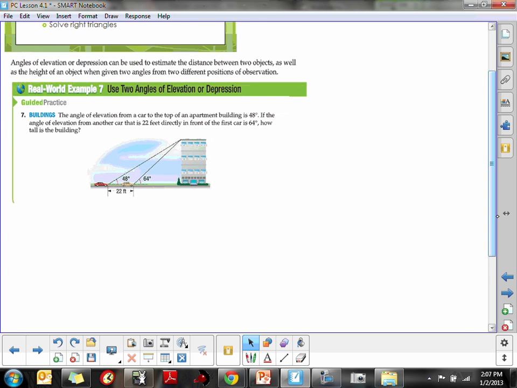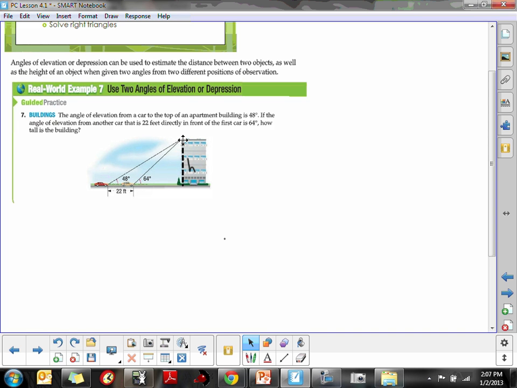So when we get done, we want to be able to identify the height of the building. So I'm going to just designate that with a dashed line here. So what is that height? And because it represents height, I'm going to use h for that. And now, how do we use our trig ratios to help solve this?